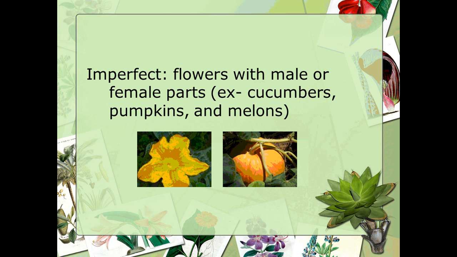We also have imperfect flowers. This does not mean a flower that might have a rip in it or might have gotten stomped on in the garden. It just means that it is a flower that has male or female parts. It does not contain both. Some examples would be cucumbers, pumpkins, and melons.